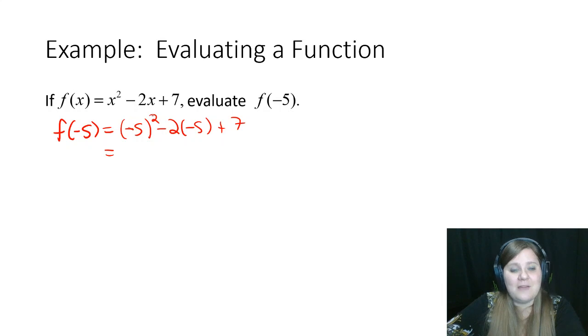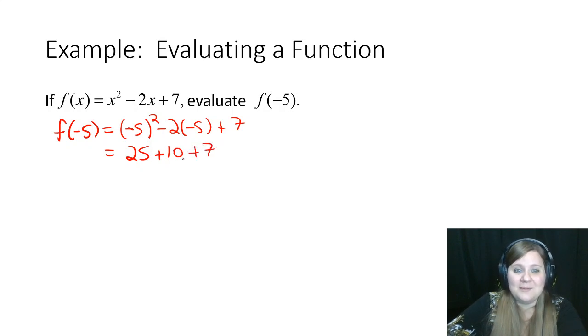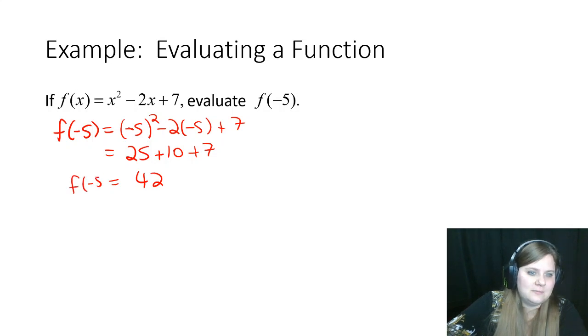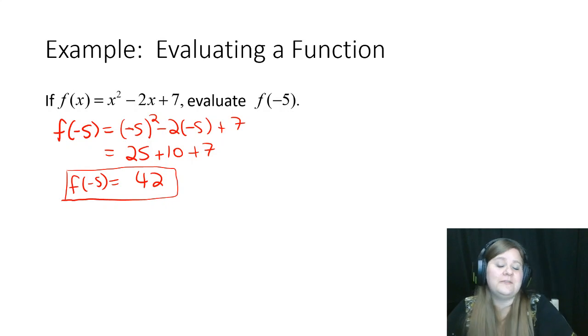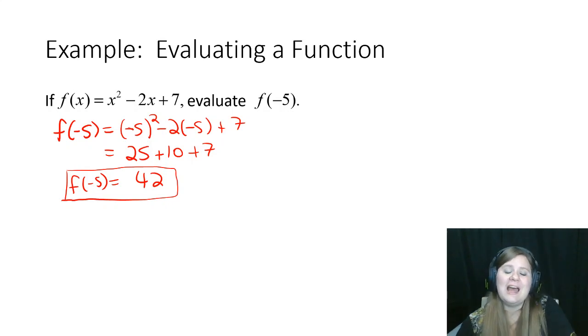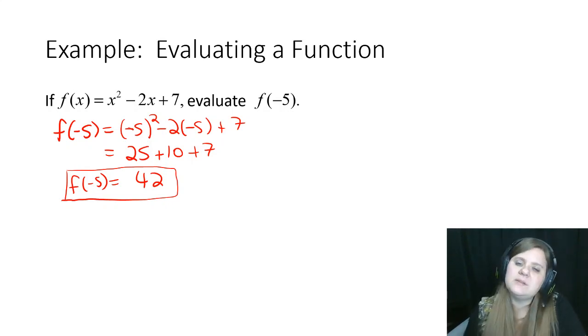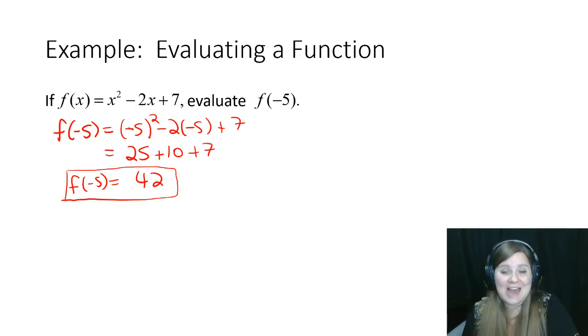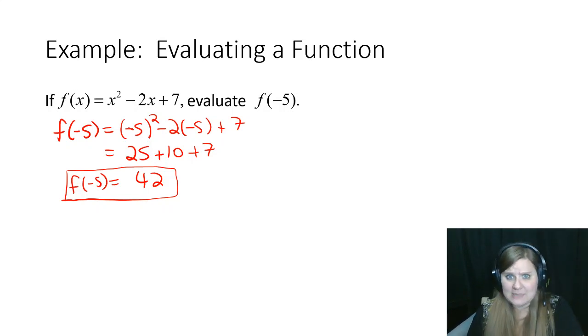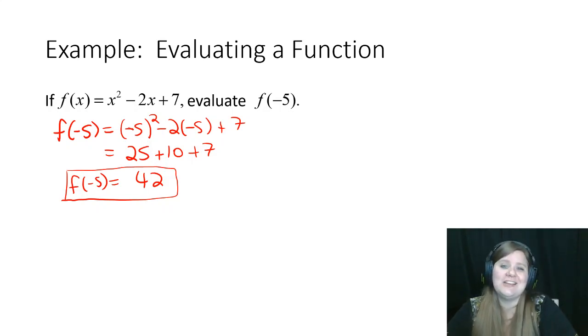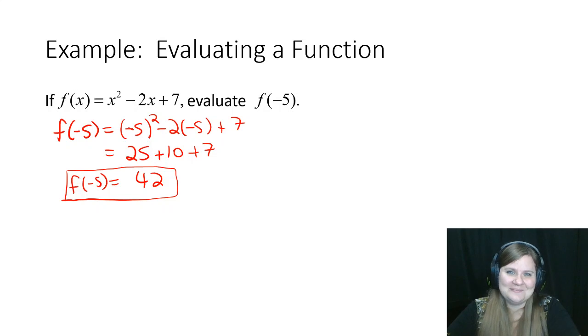Now, negative 5 squared is 25. Negative 2 times negative 5 is positive 10. And I carry down my plus 7. Now when I add all of those together, I get 42. Ta-da! f of negative 5 equals 42. Again, the big thing here is that when you substitute negative 5 in for every x, if you don't put the parentheses in the right spot, you will have a problem because it will not give you the same answer as if you do put them in.